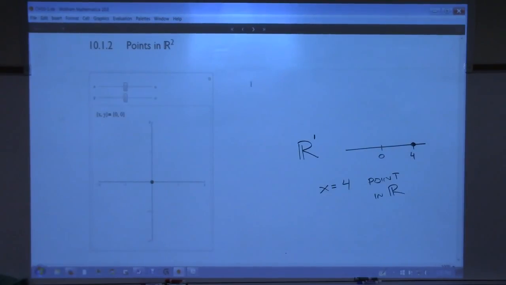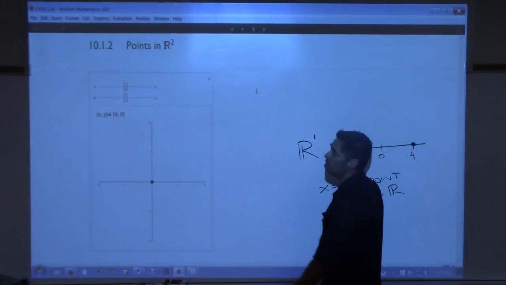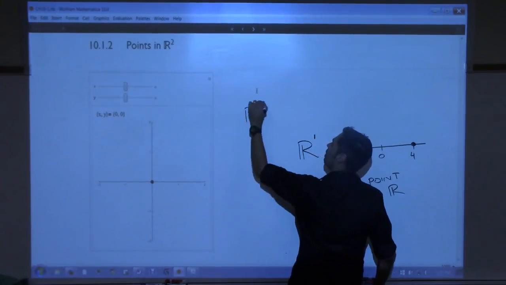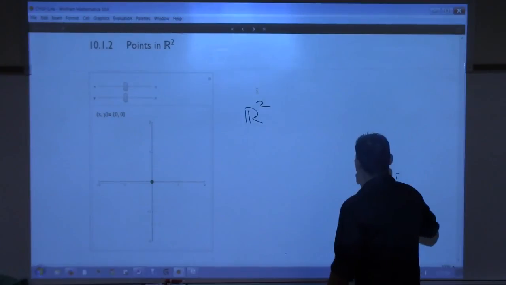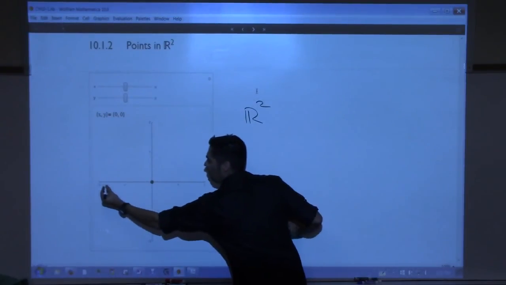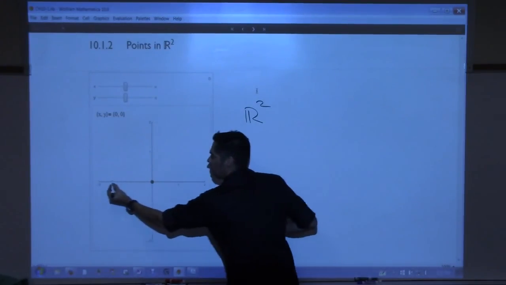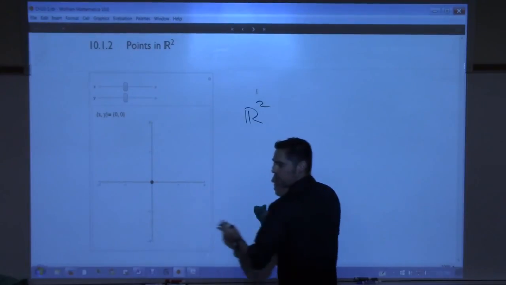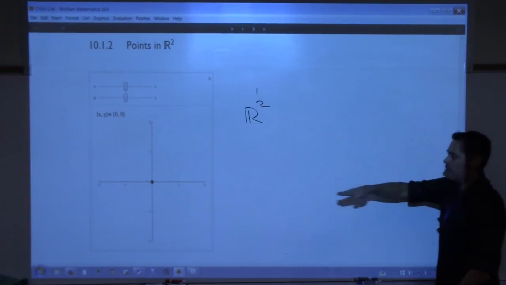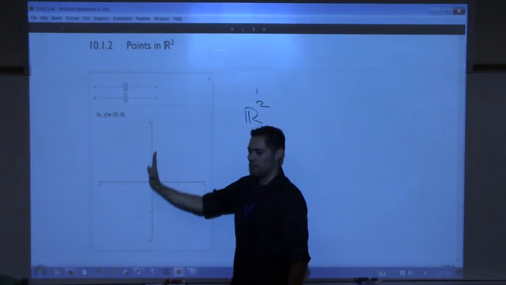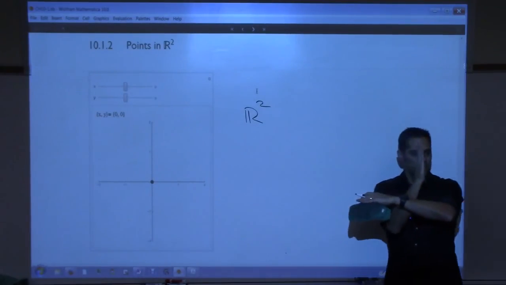Now, if we move to R2, that's 2-dimensional space now. So we use this double struck R2 like that. Then the idea is that we have all the real numbers, and then another set of all real numbers. So that creates our perpendicular number lines, right? This is a number line. This is a number line. So we just put them like this. That's R2.